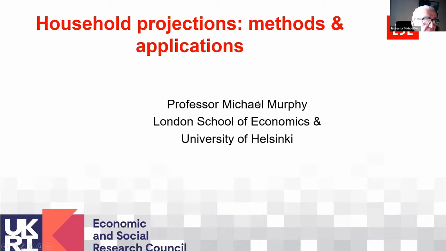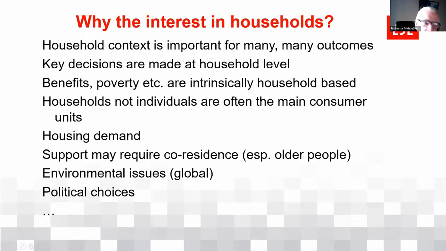I'm going to start off by saying, why are we interested in households? It's clearly important for many outcomes, and many decisions are made at the household rather than at the individual level. One of the main areas for household analysis is in areas like benefits, social security, poverty, which are intrinsically household rather than individual based. And one of the main uses of projections is for looking at exactly the rights and obligations of people in the benefit system.